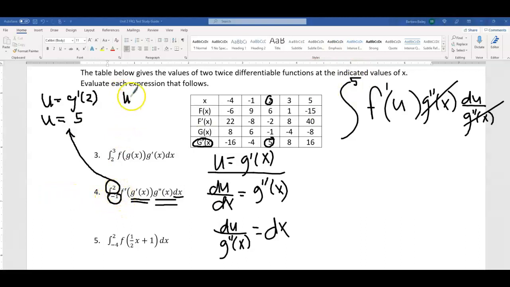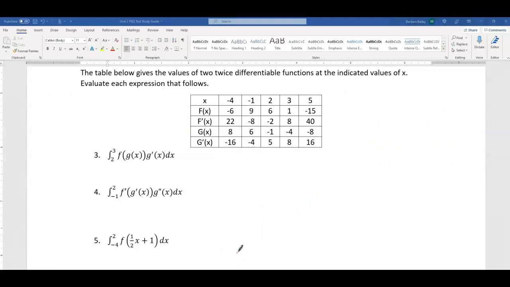We're going to plug in -1, and using the table, g prime of -1 is -4, and that'll be my new lower limit. So just to go ahead and rewrite all this stuff so it's a little bit prettier, we now have the integral from -4 to 5 of f prime of u du.